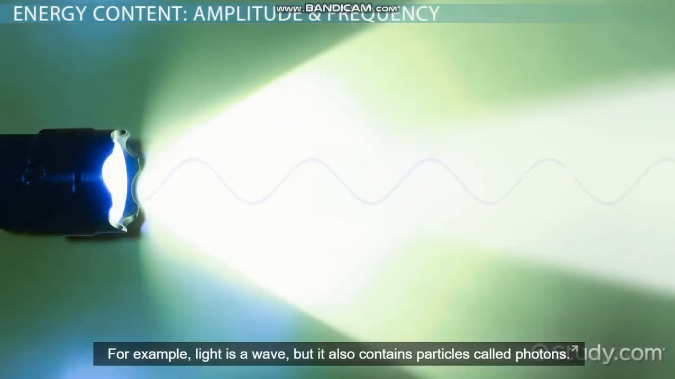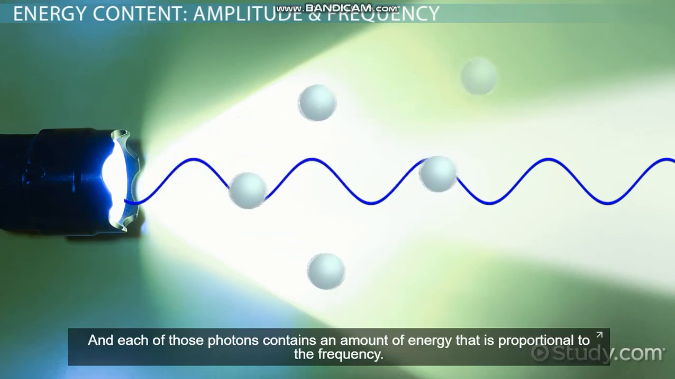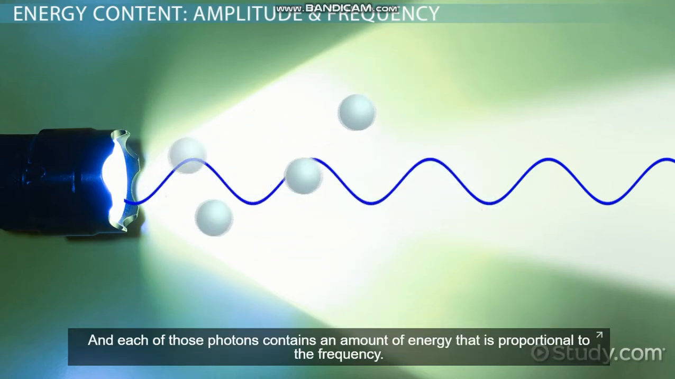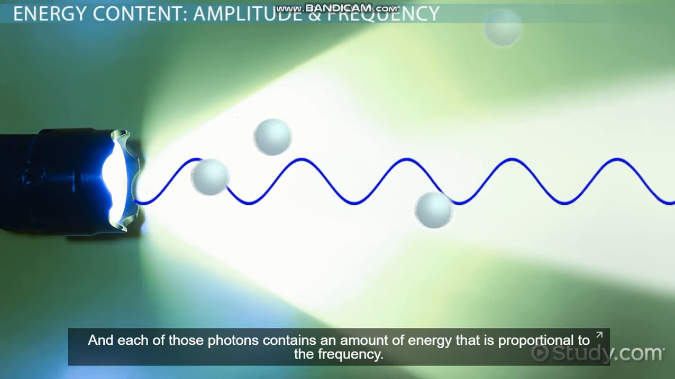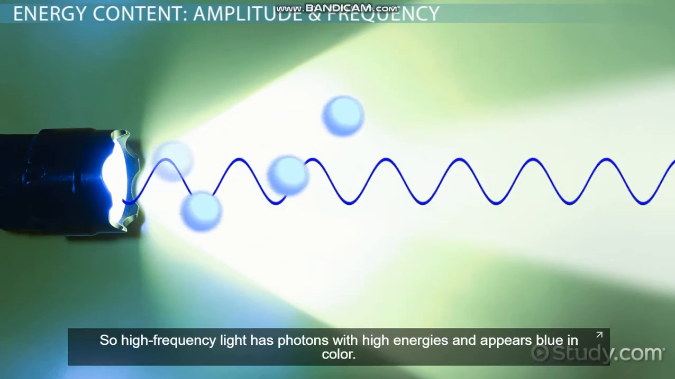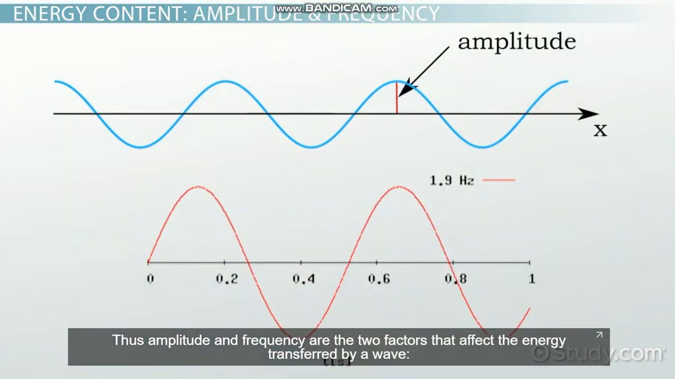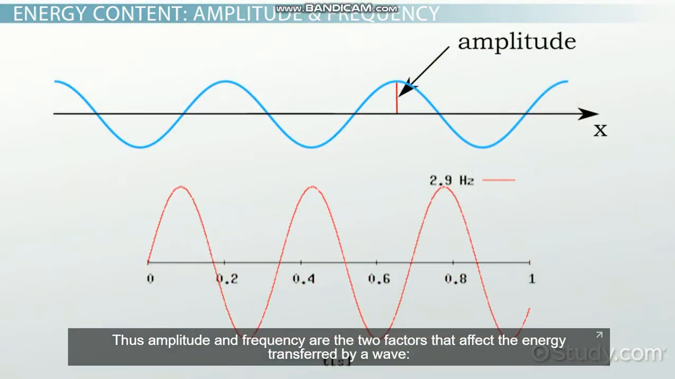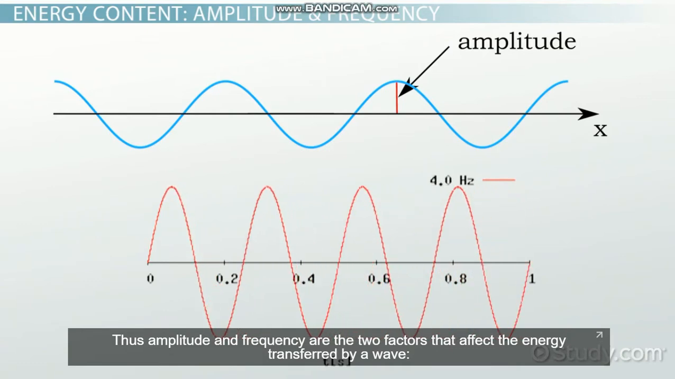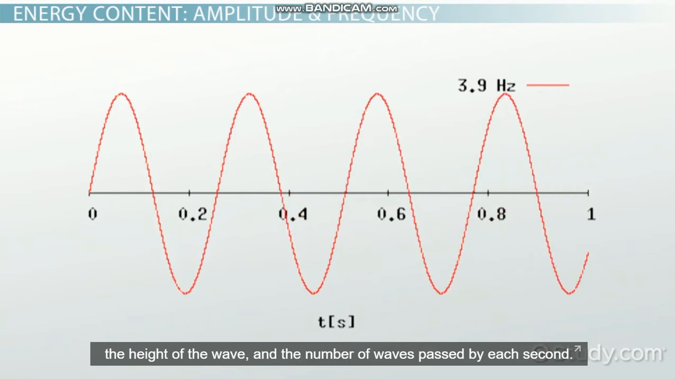For example, light is a wave, but it also contains particles called photons, and each of those photons contains an amount of energy that is proportional to the frequency. So high-frequency light has photons with high energies and appears blue in color. Thus, amplitude and frequency are the two factors that affect the energy transferred by a wave: the height of the wave, and the number of waves passed by each second.